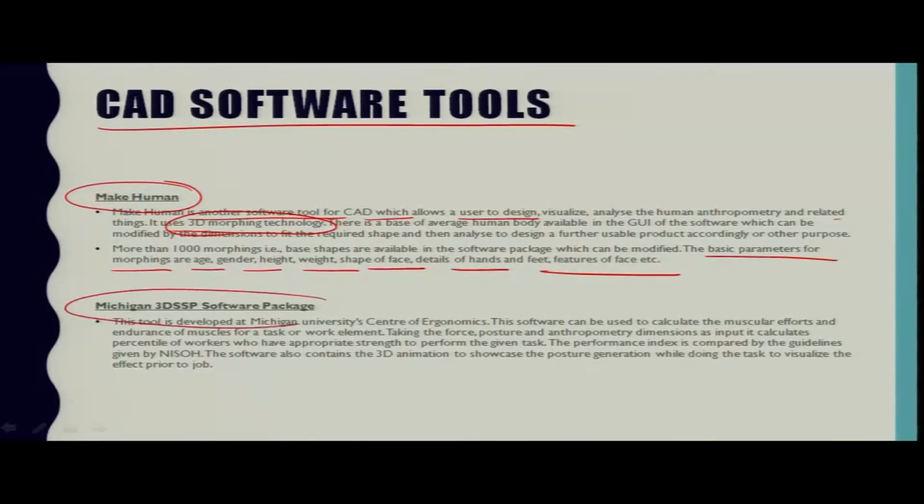Another software package is the Michigan 3D SSP software package. So what does this do? This software can be used to calculate the muscular efforts and endurance of muscles for a task or work element. Taking the force, posture and anthropometry dimensions as input, it calculates the percentile of workers who have appropriate strength to perform the given task.